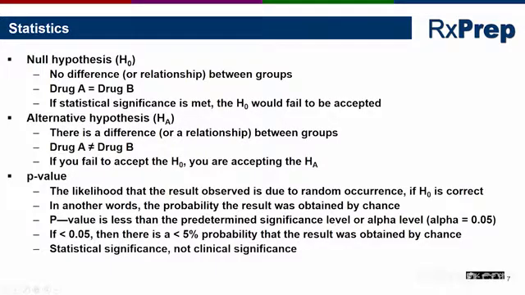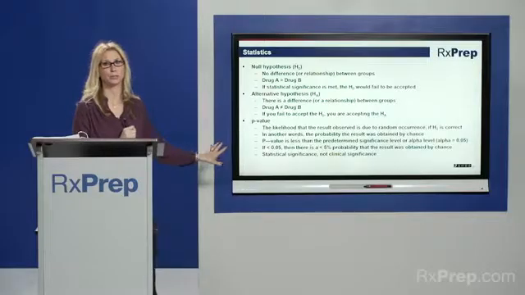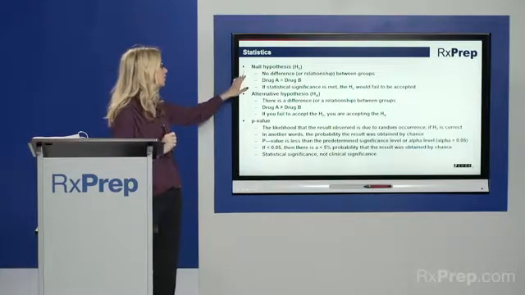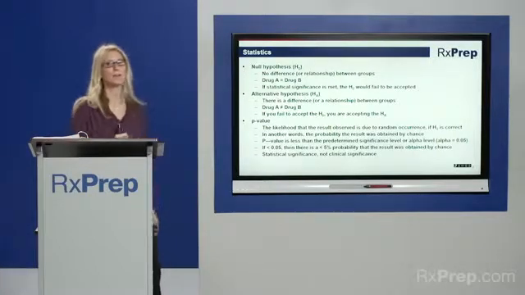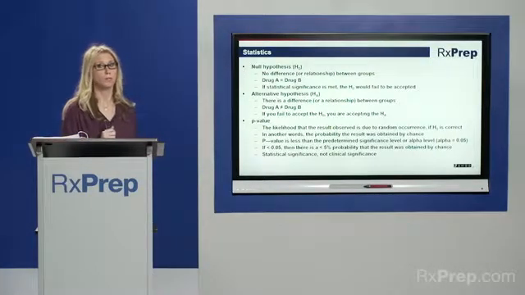So next we have very important concepts. Please make sure you're going to pay attention because this is the meat of the matter when interpreting clinical trials. So we're going to talk about the null hypothesis, the alternative, and the p-value. Then we'll also then discuss the confidence interval.